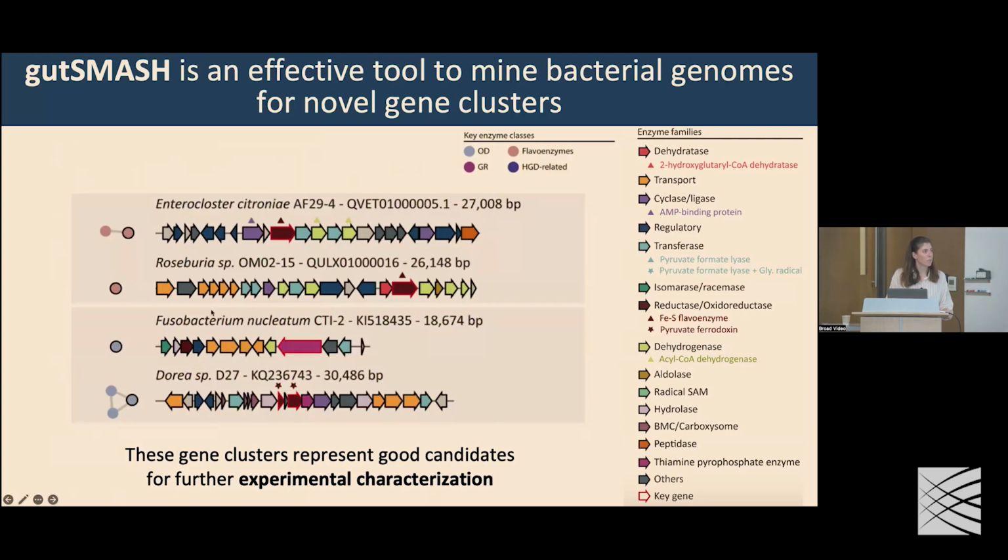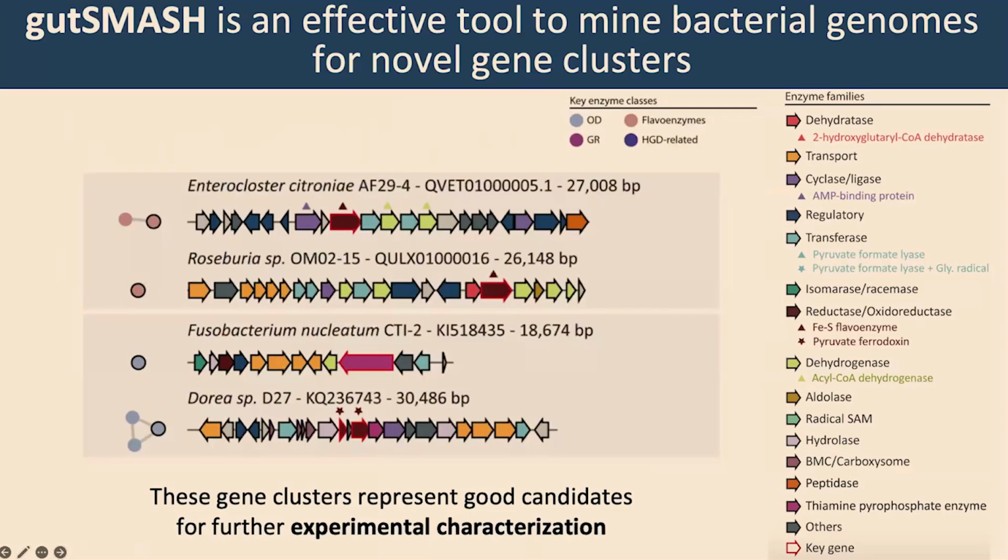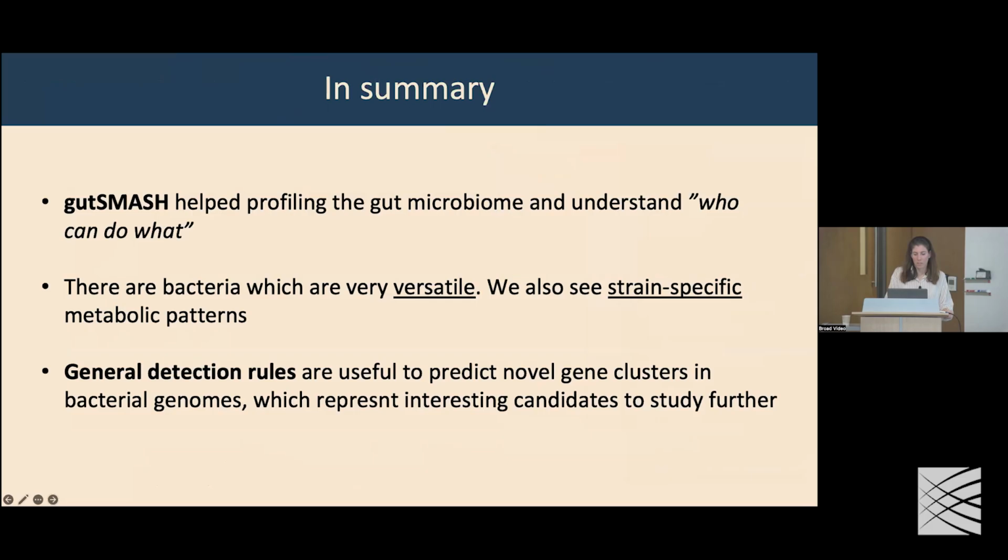And other examples are, for example, this Dorea one, which encodes a pyruvate ferredoxin, and is also close by a thiamine pyrophosphate enzyme, which is also very interesting. But this is just to point out some of the pathways that we could find interesting.